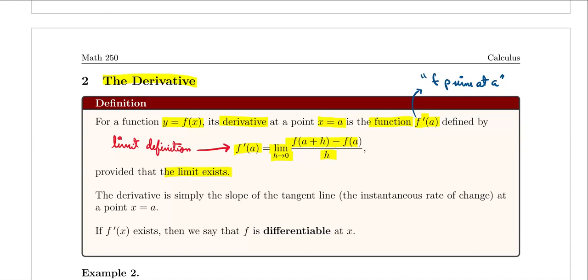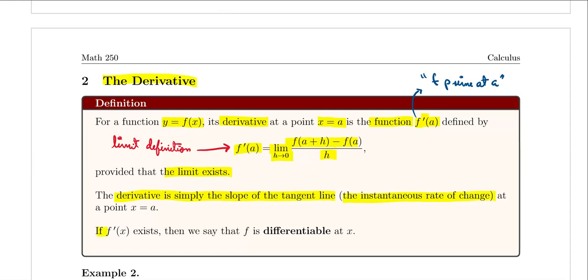Alright, so now that we heard the word here, derivative, what does it mean? Well, you got to notice that the formula is just the slope of the tangent line, and that is what the derivative is. The derivative is simply the slope of the tangent line, which is the same thing as the instantaneous rate of change at a particular point x equals a.